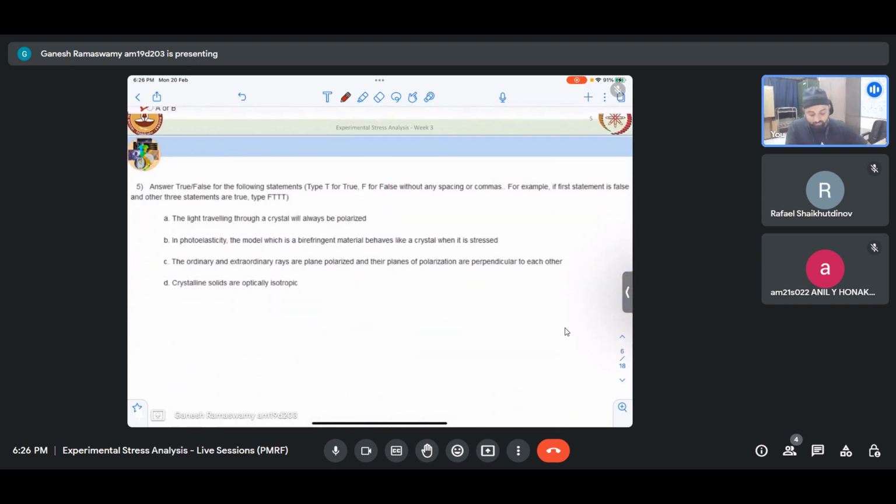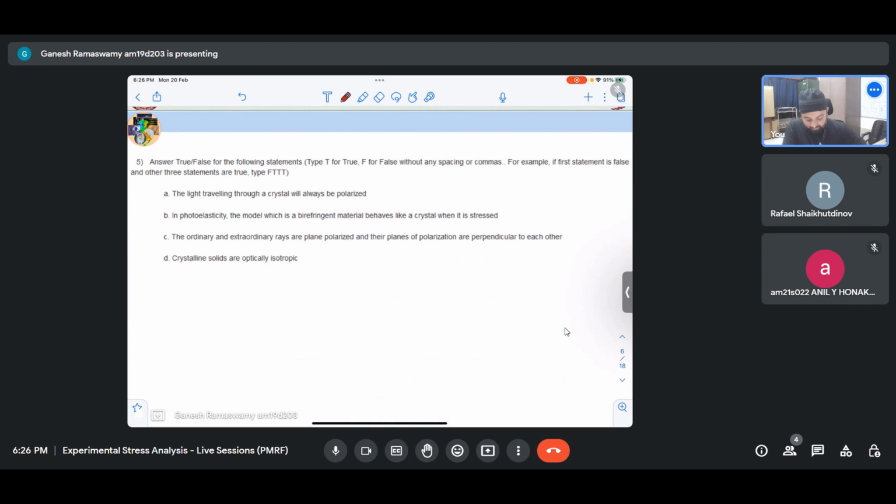So answer true or false for the following statements. Type T for true, F for false without any spacing, and they have given the reporting style, so I'm not going into that. Anyway, the first statement says the light traveling through a crystal will always be polarized. Yes, this is true because a crystal cannot support unpolarized light. Once any unpolarized light passes through a crystal, it gets doubly refracted, and both are polarized. So yes, this is very much true.